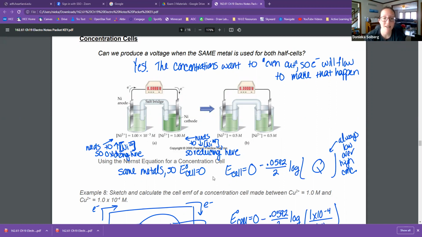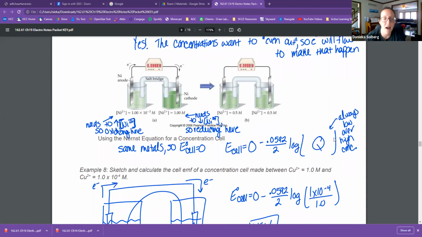Since they're the same metal, there's no reduction potential difference. It's just that the E naught cell is 0. So you would do E cell equals 0 minus 0.0592 over n, in this case 2 electrons, log of Q. Now, the reaction, you can write it out and balance it out, whatever you want to do, but it's always going to be the low concentration over the high concentration. If you do it the other way, you're just going to get a negative voltage, and that's not possible. So just put the low over the high concentration.